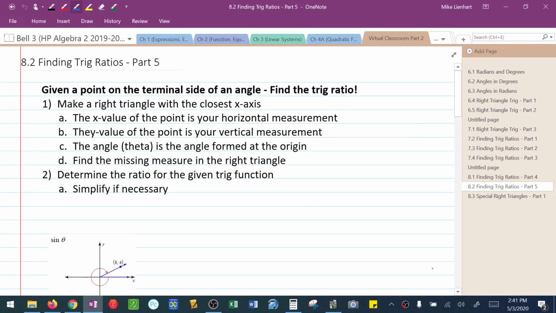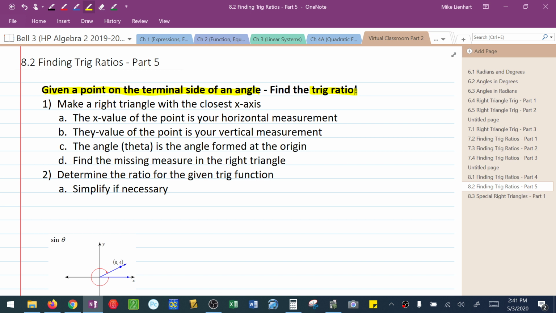The focus of this video, which is our last video on finding trig ratios, is how do I find a trig ratio when I am given a point on the terminal side of the angle. Alright, so how do I find the trig ratio given a point? Now, I've highlighted here the process. What you're going to do is make a right triangle with the closest x-axis.